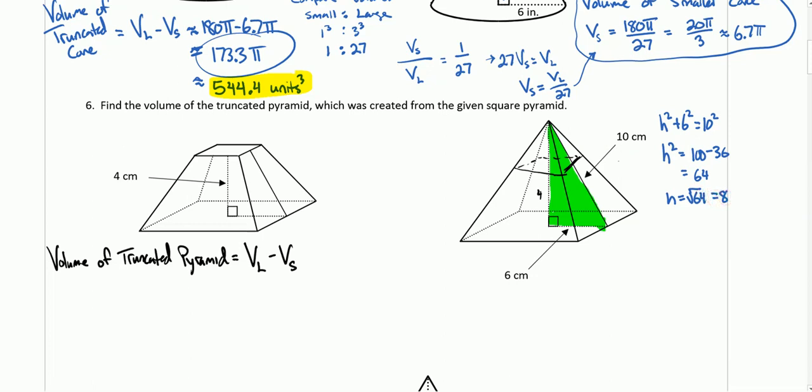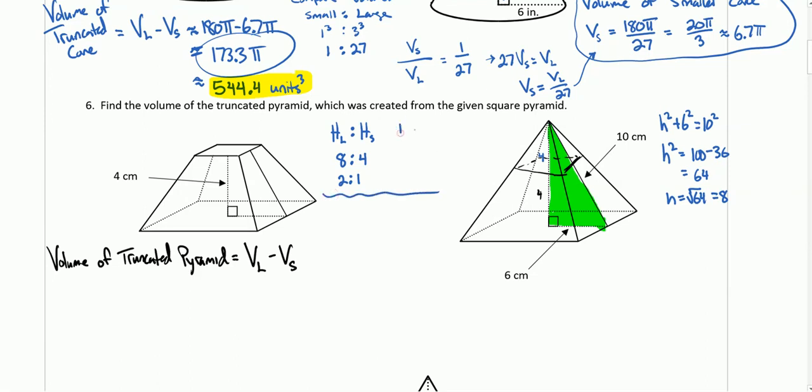So the height of the larger compared to the height of the smaller, well, the height of the larger is 8, and the height of our smaller, well, if the bottom part's 4, then the top part's got to be 4, so 8 to 4, which we can reduce to 2 to 1.